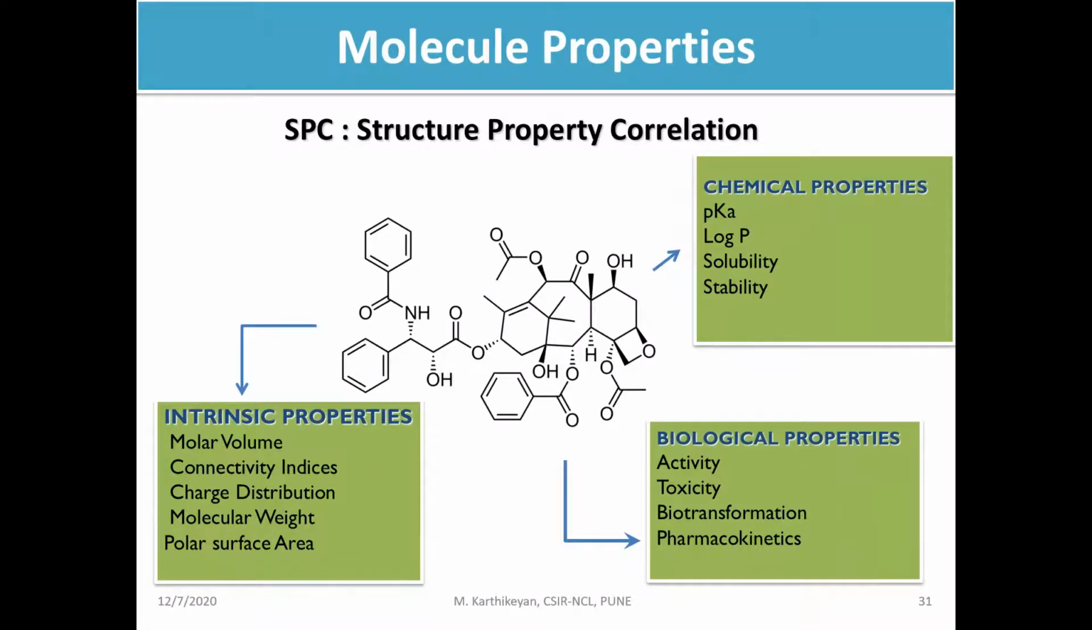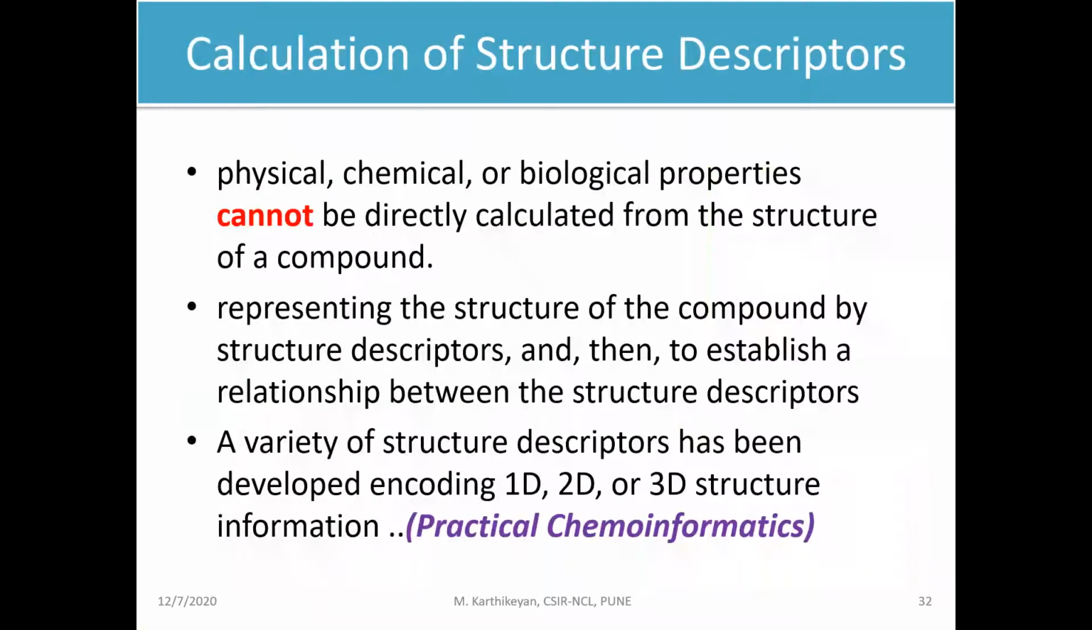So intrinsic properties can be calculated, and then with the help of these calculated properties, you are trying to predict the chemical properties and biological properties. This comes under QSAR, QSPR, and QSTR. Okay. Then chemical structures cannot be directly used for calculating the properties.